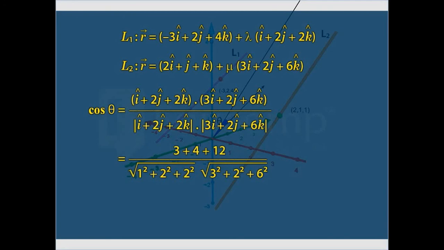Further, we get cos theta equals 19 by square root of 9 into square root of 49. This results in cos theta equals 19 by 21. This implies that theta equals cos inverse 19 by 21.